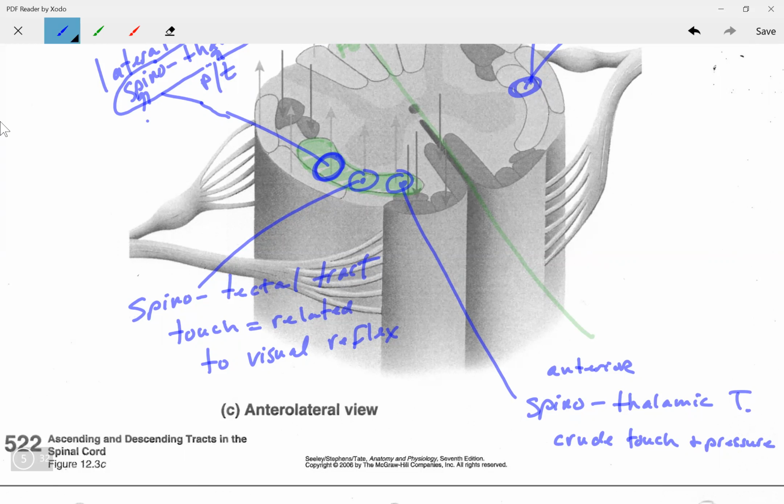Okay, and now the crude means it's not extremely specific. It's just a general sensation area, because when your body is trying to protect itself, to some degree, it doesn't matter if it's a very, very specific area. All your body knows is this is harmful, therefore pull away. Okay, so that's the crude part of it.